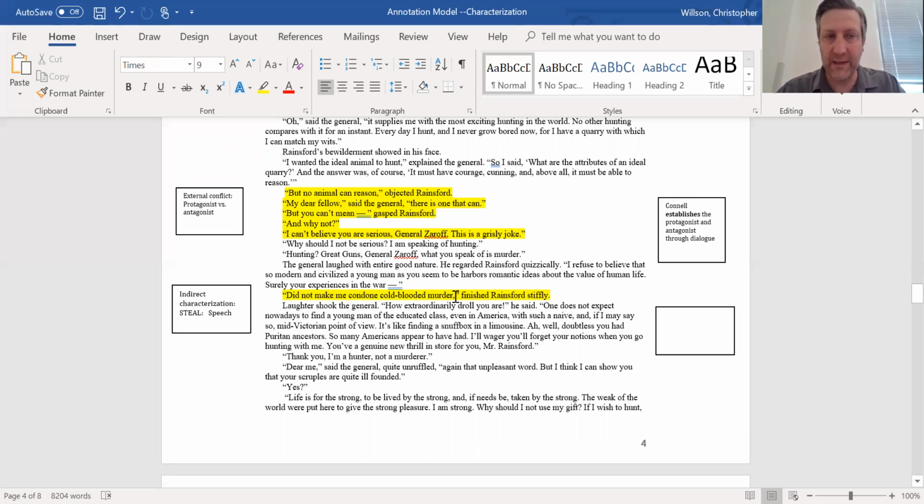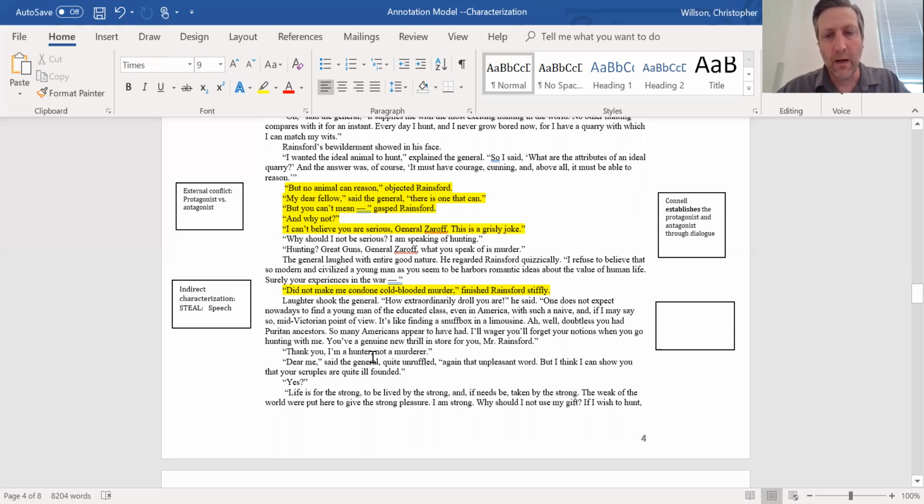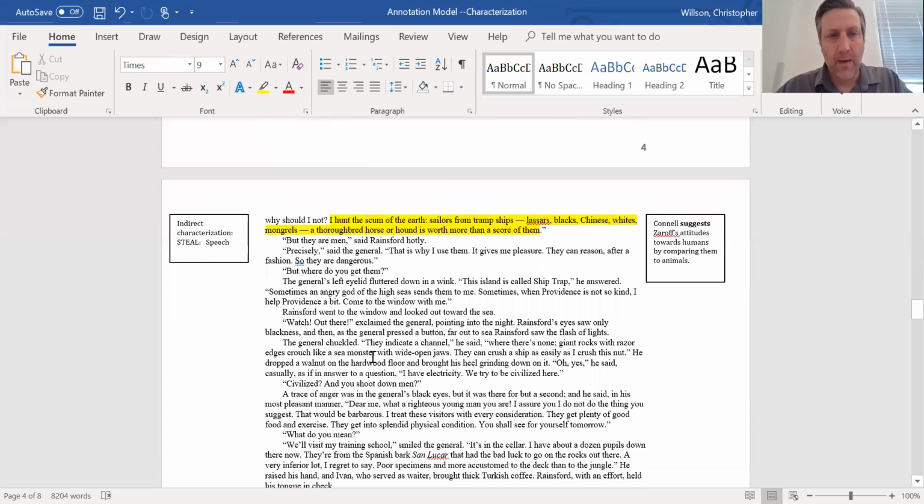Okay. Before Rainsford, we may not have felt very sure about him. He didn't seem to care about animals. He believed that there's either hunters or the huntees in the world. How does this particular statement add some depth to his character? You can go ahead and pause and fill in this box. All right, hopefully you're back.